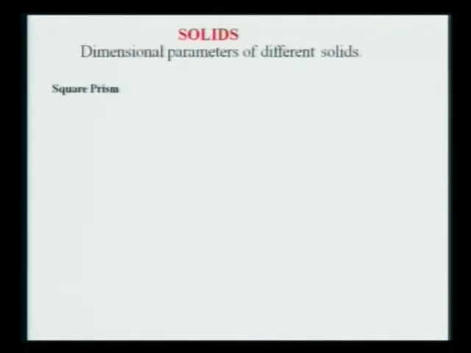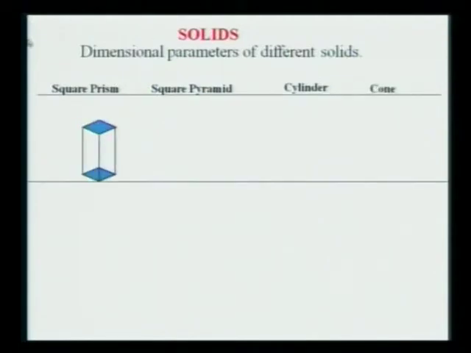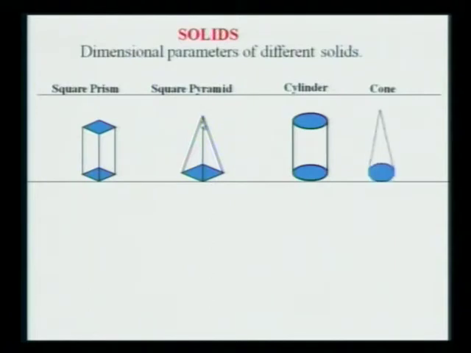Let us take the terminology again in detail, so the dimensional parameters of different solids: square prism, square pyramid, cylinder and cone. First, the square prism example is taken, where the base and top are the same. In the square pyramid, the base is a square and there is an apex. Then cylinder and cone. Now let us take the example terminology. What is this?